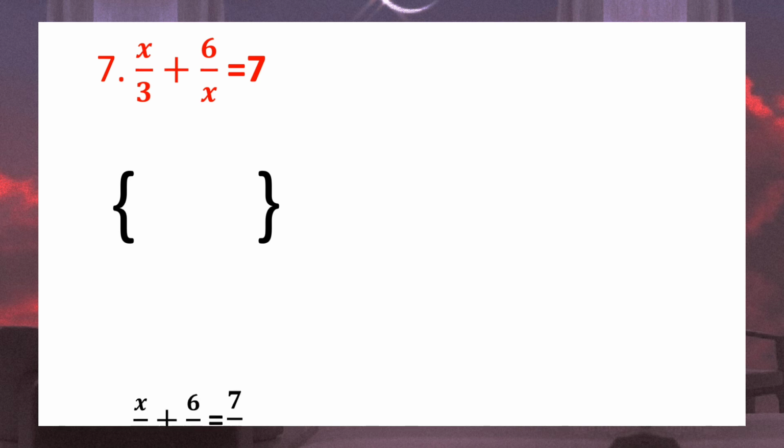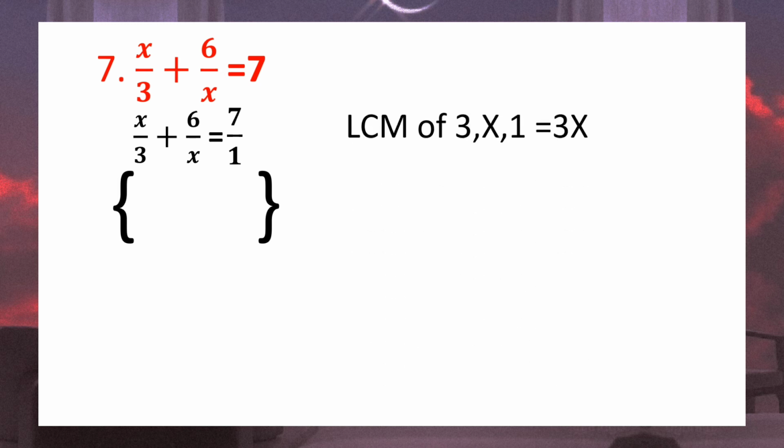And we all know that 7 has the denominator of 1 because any number has the denominator of 1. So for us to be able to solve this, we need to figure out what should be the LCM of the denominators such as 3, x, and 1, and the least common multiple of those three denominators is equivalent to 3x. What are we going to do with 3x? We will multiply 3x to all the terms in the left side and into the right side for us to eliminate the denominators.